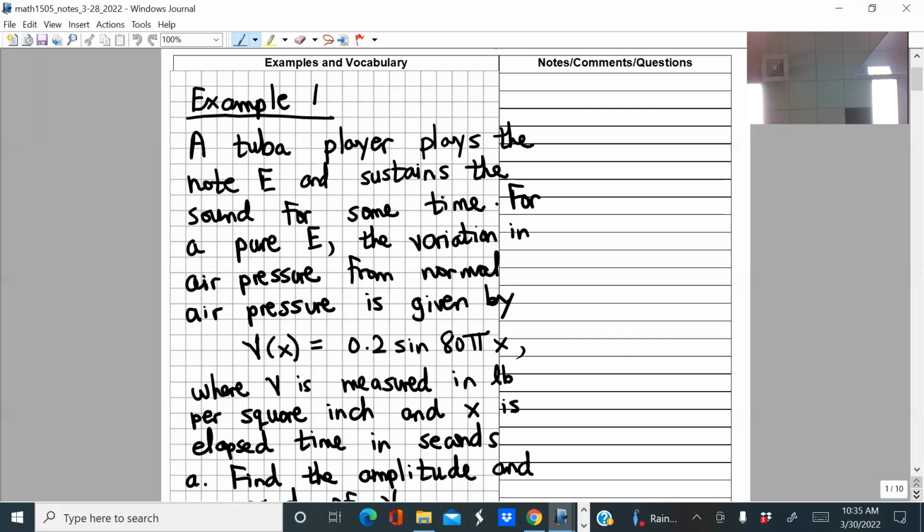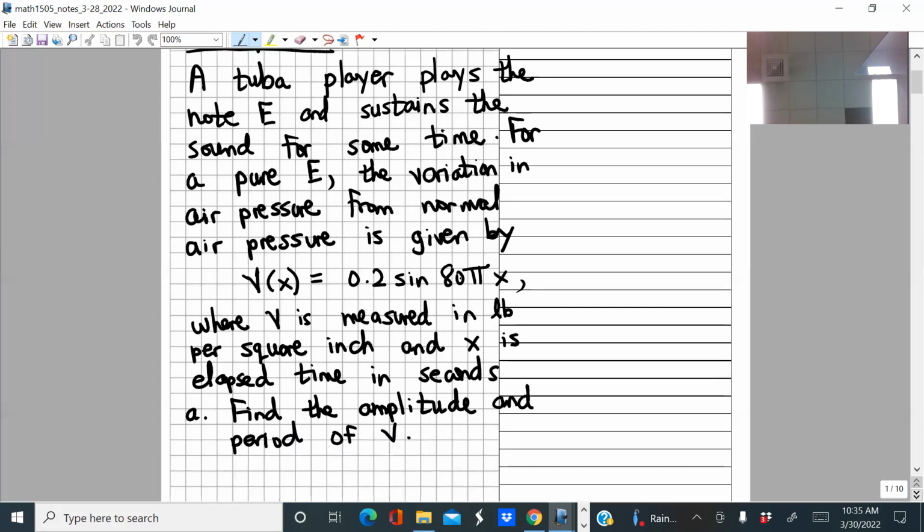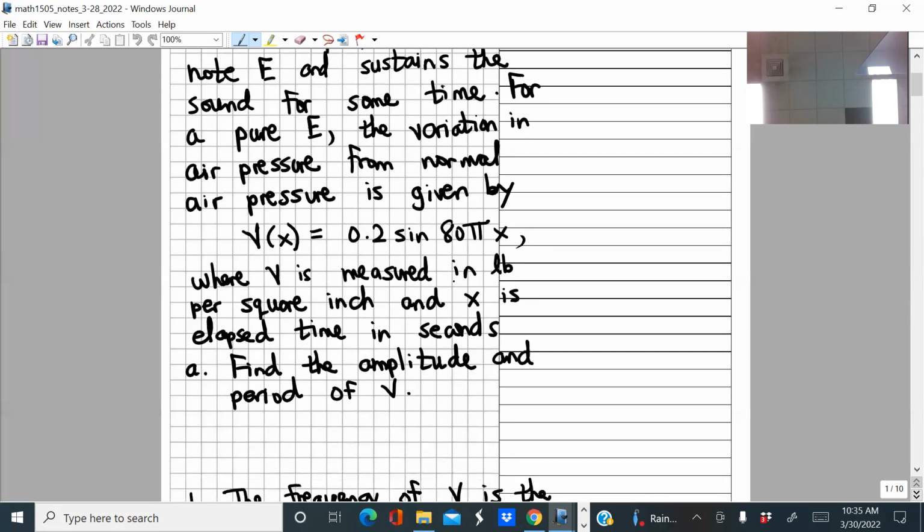Of course, that's a sinusoidal function. It's just a transformation of the normal sine function. What is its amplitude? Yeah, the amplitude there is really easy to discover. It's just 0.2. So when we graph this sinusoidal function, it's only going to go up to 0.2, and down to minus 0.2.